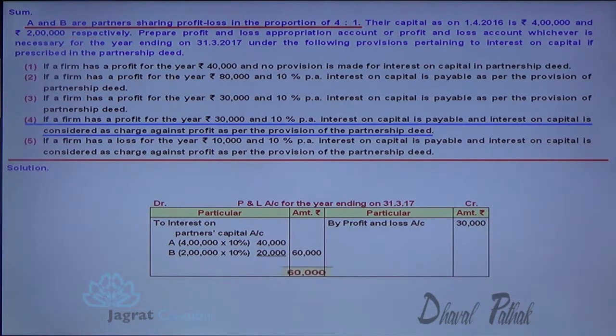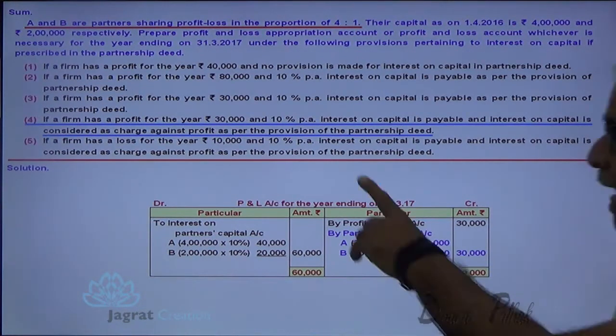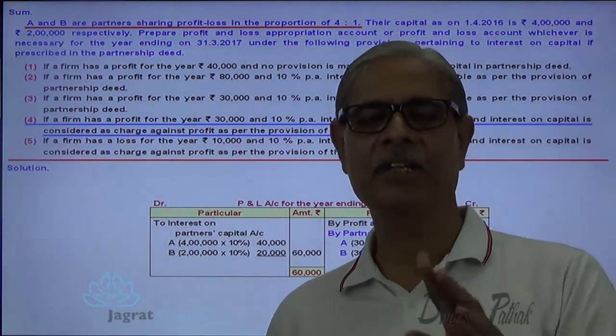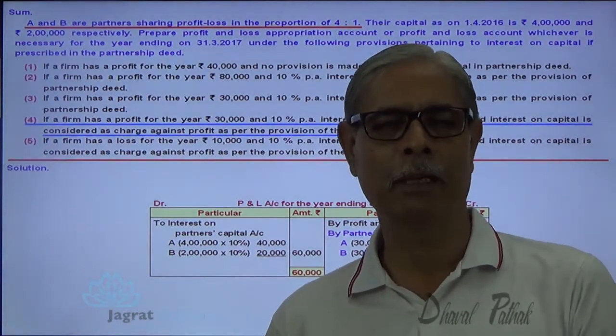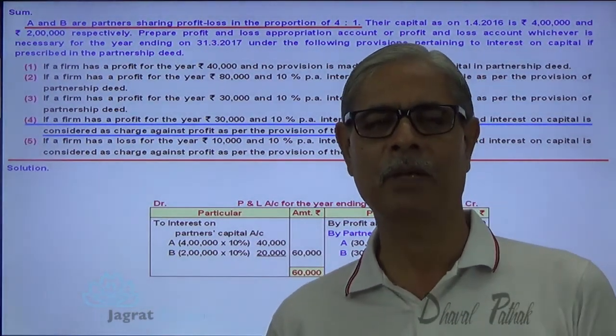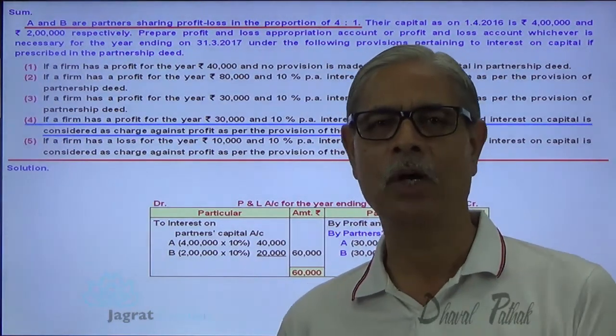That loss is required to be distributed between A and B in the agreed ratio, that is 4:1. So 60,000 minus 30,000, 30,000 is the loss that will be distributed between A and B in the ratio of 4:1. So 30,000 into 4 by 5 and 30,000 into 1 by 5. This is the share of A and B in loss, because here interest on capital is treated as a charge against profit. And when it is treated as a charge against profit, I have prepared profit and loss account. I have not prepared profit and loss appropriation account. That's an important point to be noticed.